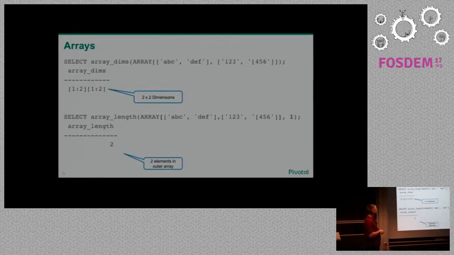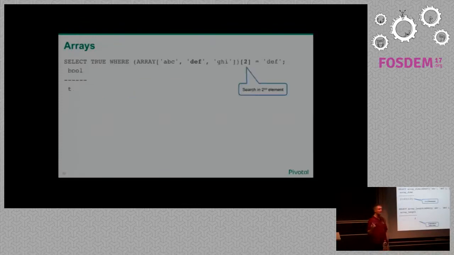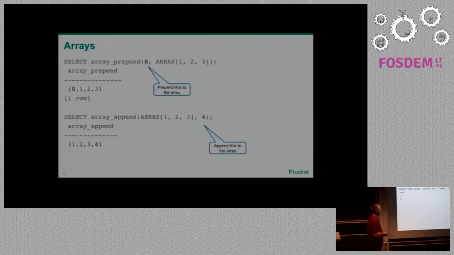Yeah, it tells me how many dimensions I have, and it tells me what is my length. So in this case, I ask for my total length here for the first element. It's 2, so I have 2 values in my array. So I can really loop over whatever I have in my array. And of course, I can search in my array, or I can say, okay, if this element is def, it returns true because it's in my array.